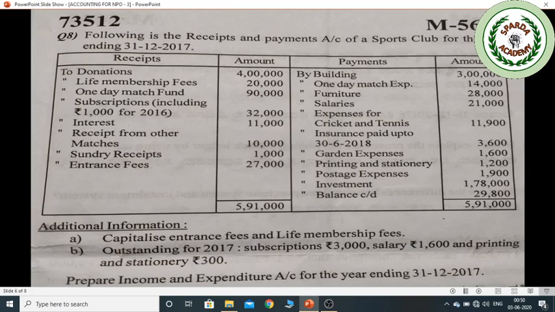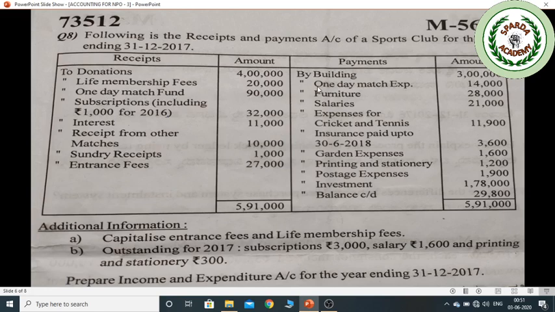Take for example here also, one day match expense. Here also it is specifically mentioned one day match expenses, not regular. It is one day match, because on the debit side you are finding some fund is there, one day match fund.